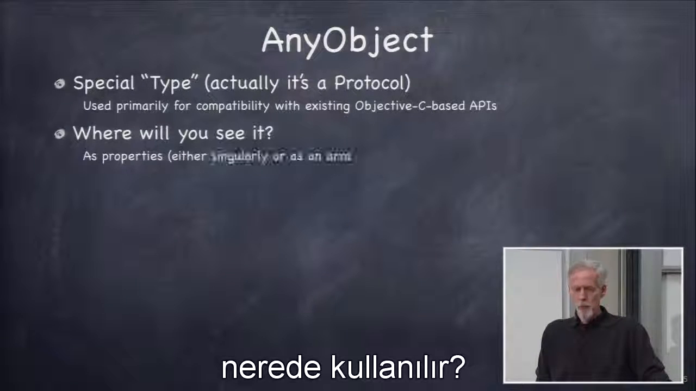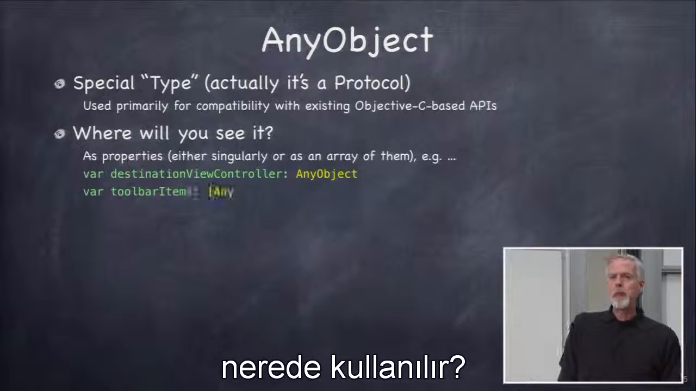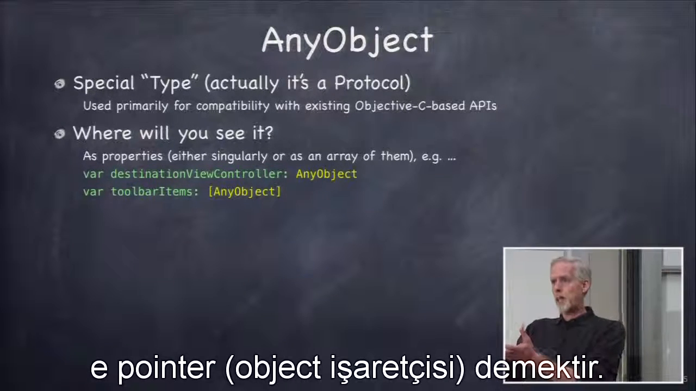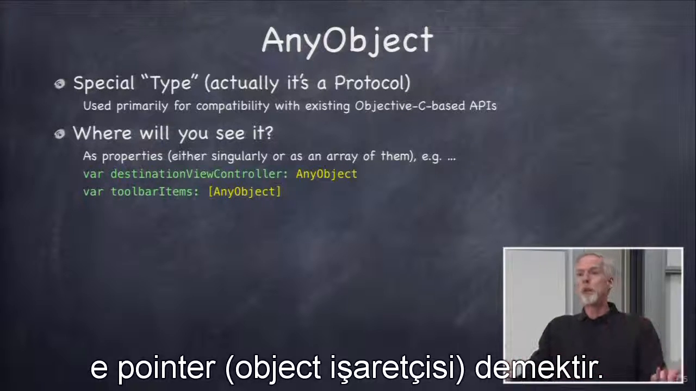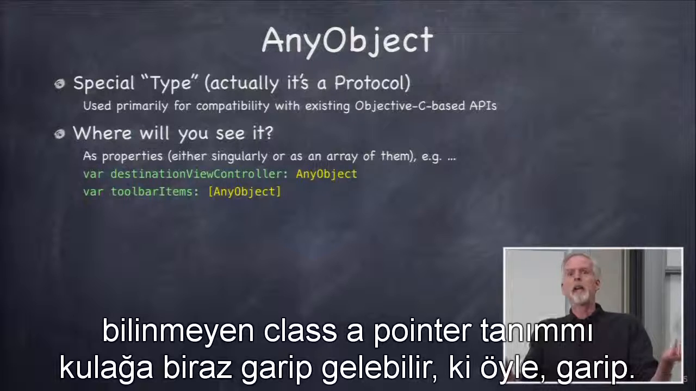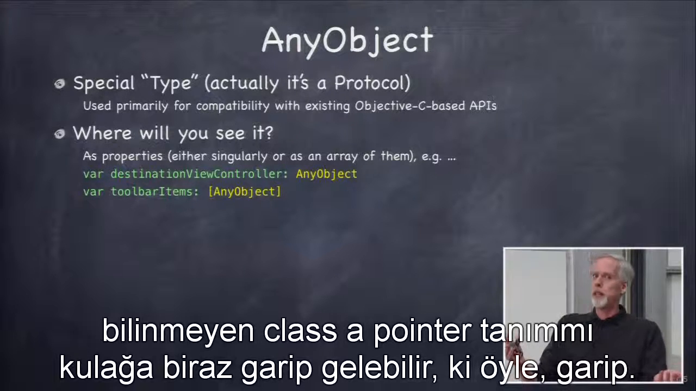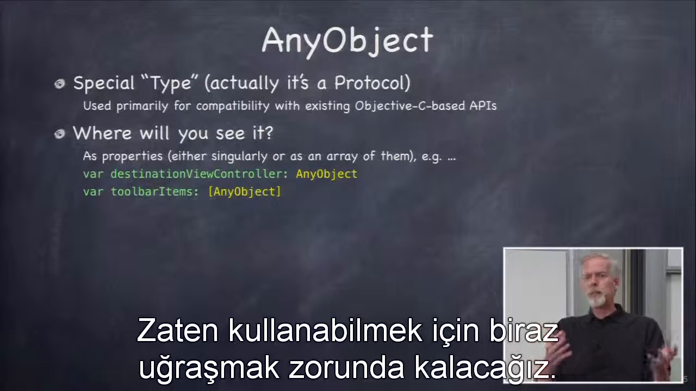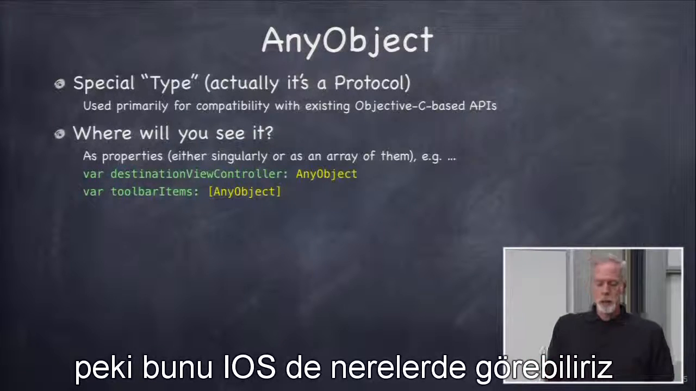So what is AnyObject? And where will you see it? AnyObject means a pointer to an object, meaning an instance of a class, that you don't know what the class is. So it's just kind of a pointer to an unknown class, which seems kind of weird, and it is kind of weird. So we're going to have to play around to be able to use it. But that's what it is.